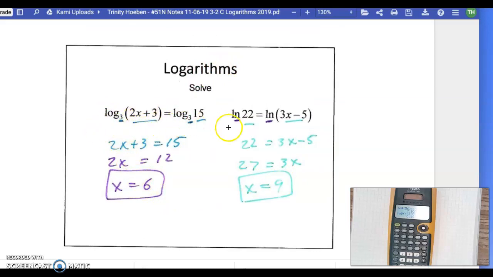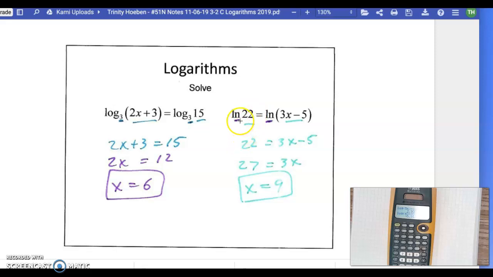Now we're going to solve some of our logarithms. What you're going to notice with this logarithmic equation is we have a log base 3 on the left and a log base 3 on the right. When you have the same log on the left and the same log on the right, you can take the statements and put them equal to each other. So you take the 2x plus 3, put it on the left, the 15 on the right, put an equal sign in between them, and then solve like you're in pre-algebra. Subtract 3 from both sides, which gets you 12. Divide both sides by 2, which gets you 6.